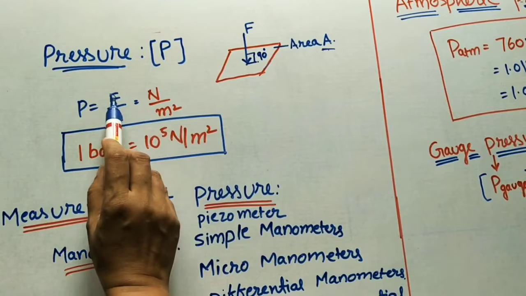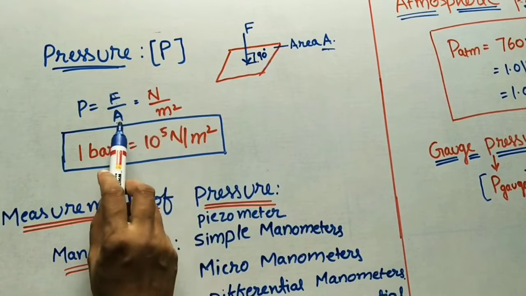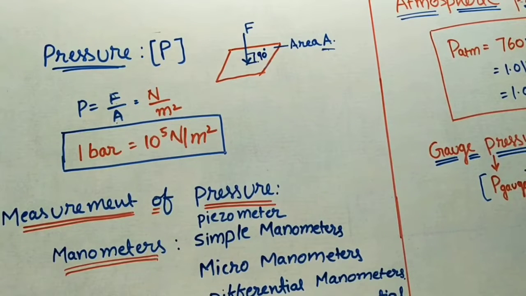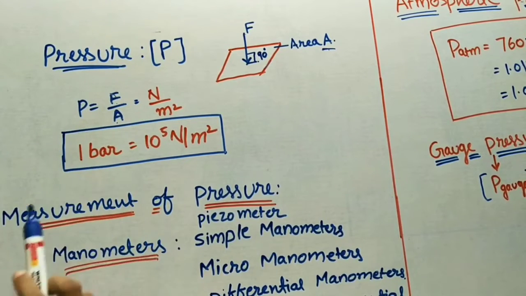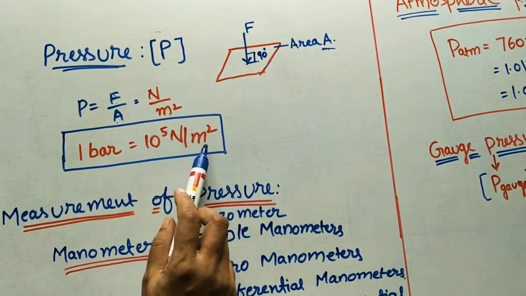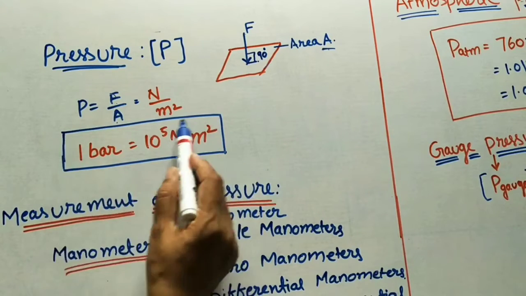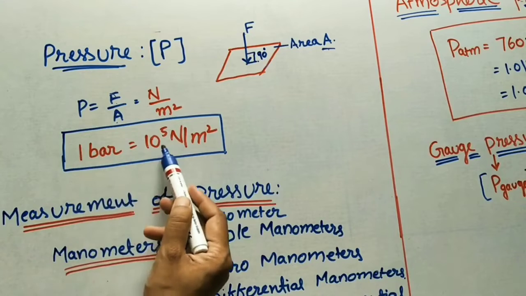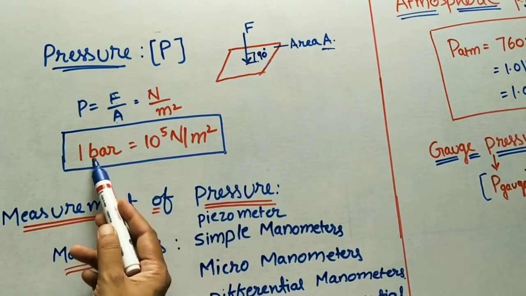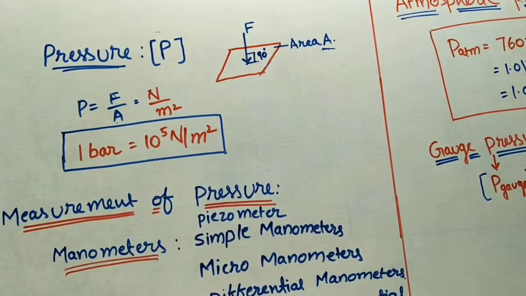And what are the units? For force we are taking newtons. For area we are taking meter square. Sometimes in the problem they are giving the pressure value in terms of bar. So 1 bar is equal to 10 power 5 Newton per meter square. Just remember this relation so that for 2 bar, 3 bar we can substitute. 2 bar given means 2 into 10 power 5 Newton per meter square.